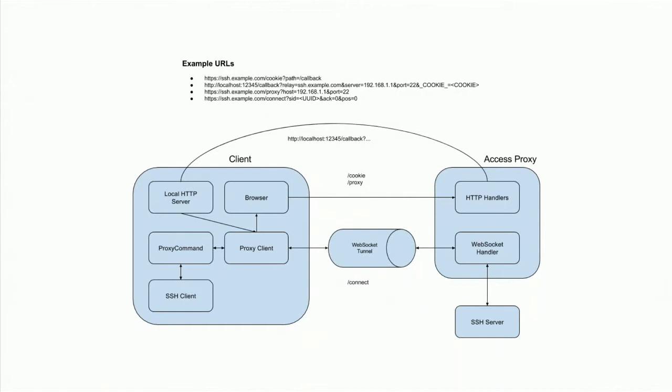So as you can see, it all starts with the user typing SSH at whatever.com. ProxyCommand launches our external program, and at that point we launch the browser, stand up that local HTTP server, catch that authentication cookie, and then establish the WebSocket tunnel to the access proxy, and then the access proxy just tunnels those bytes back to the backend service.